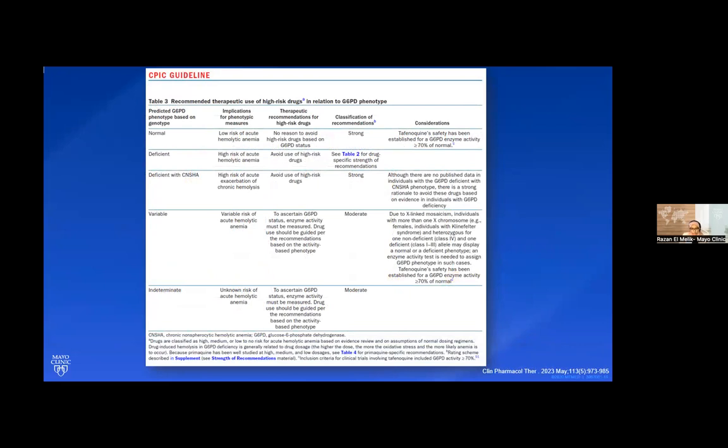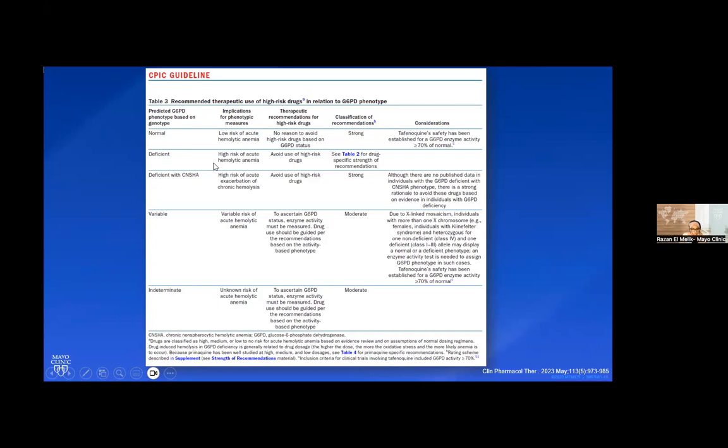I added this for reference, the CPIC guidelines. This is very helpful because the CPIC guidelines have a list of medications classified as high-risk, medium-risk, and low-risk. Dapsone falls in the high-risk medications. And specifically, for a normal G6PD, it says you have a low risk of acute hemolytic anemia, and there is no reason to avoid the medication. This is a strong recommendation.